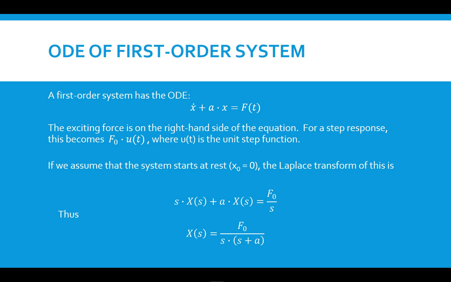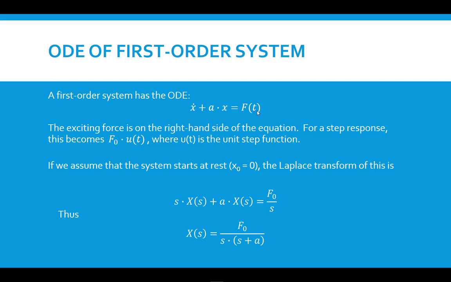A first order system has an ODE that looks like this. It has a first order derivative, which makes it a first order system, and also a zeroth order derivative of x in this case. That's the system part of the dynamics. And then on the right we have a forcing function. We call this the exciting function because it's what makes the system move, and we can have all sorts of exciting functions to drive any system.